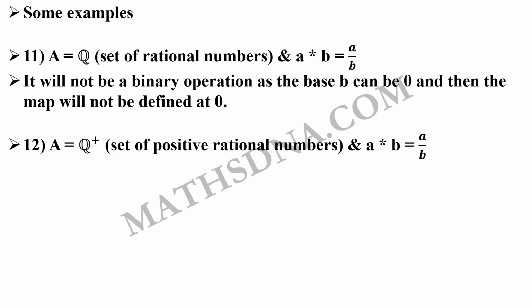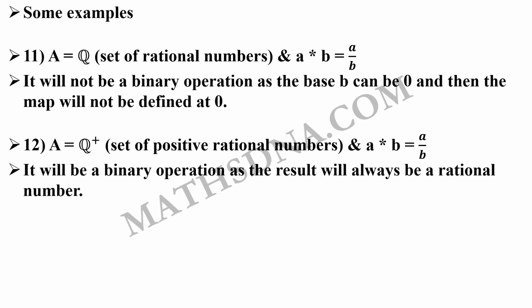and hence there will be no map, and hence there will be no binary operation. Now A equals to Q plus, the set of positive rational numbers, it means it does not have 0 in it, and then the same operation A star B equals to A by B. This will be a binary operation as the output will always be a rational number, and hence f from Q plus cross Q plus to Q plus will be a binary operation.